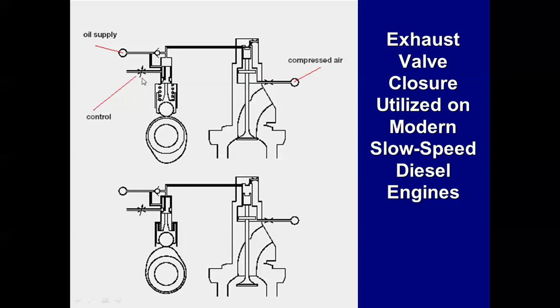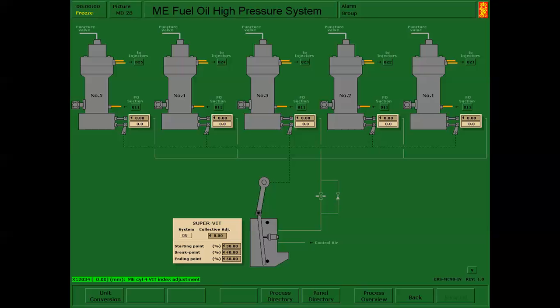On the big slow speeds, it's typically done by draining lube oil off of the power piston that drives the exhaust valve. So if you want to close the exhaust valve earlier, you just open up this control valve and allow that oil to drain down, and that will allow the valve to close at an earlier time.